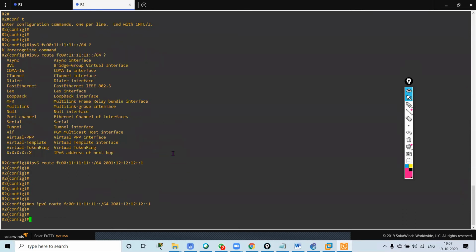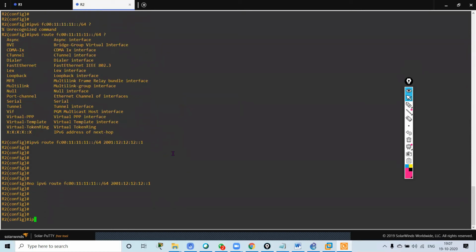Okay. Or I can write it in this way also. IP version 6 route. Instead of writing 0, I can write double colon 0. That's it. It will come to know that double colon means all the quartets are zeros. The next hop address will be 2001:12:12:12:1. Here what I've given 2. Yes.